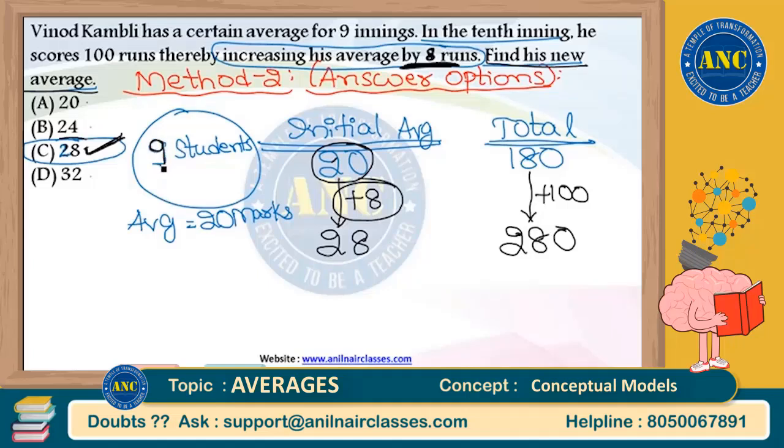And there are 9 innings which he played. In all the 9 innings he scored 20 runs. So the total runs he scored is 180. Now in the 10th innings he is scoring 100 runs. Now the total became 280. Now what will be the average?